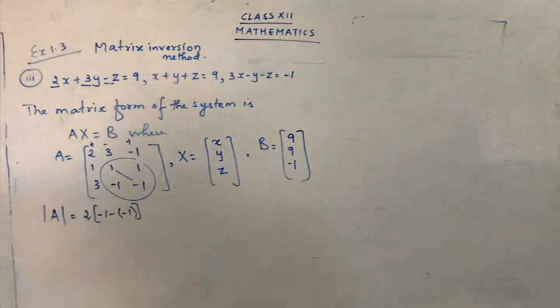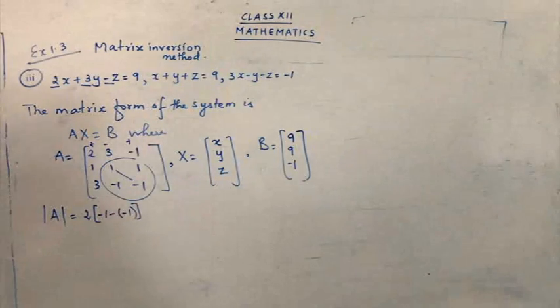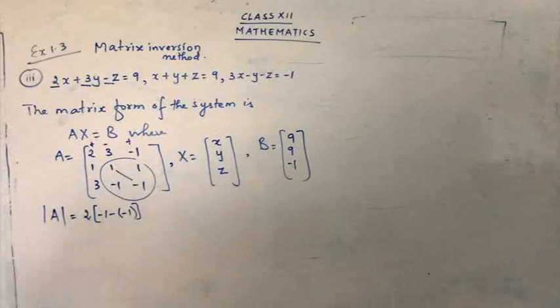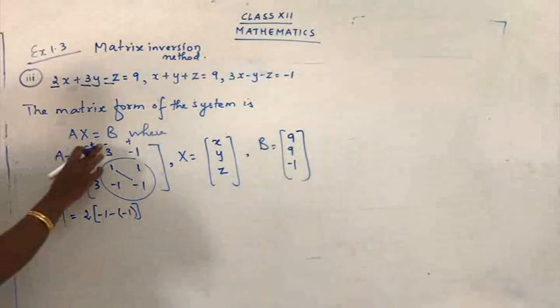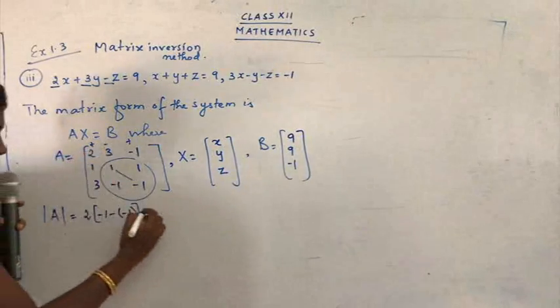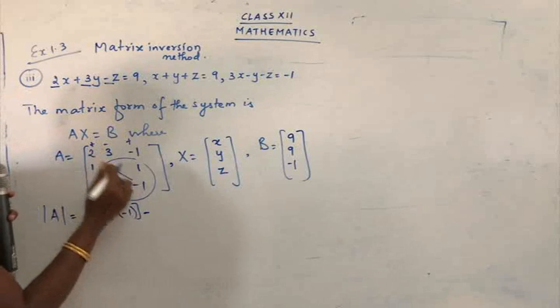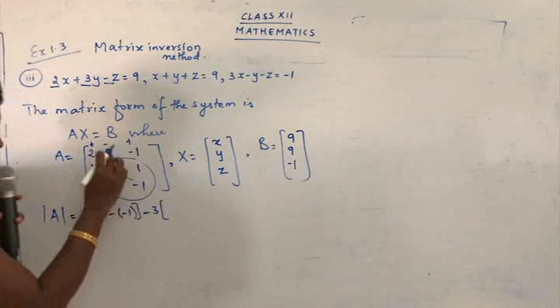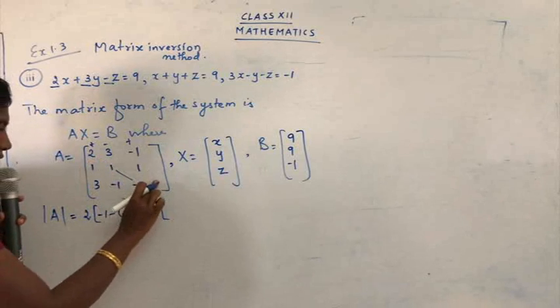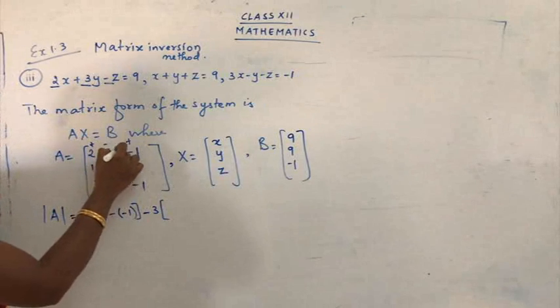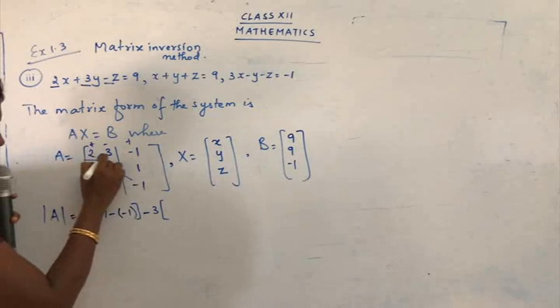Okay, is it clear? So you get minus 1, minus 1. Okay, let's go for the next part. X minus, I have to use the sign minus. What is the number here? 3. So take 3, put a bracket. So you have to leave the corresponding row and the corresponding column.